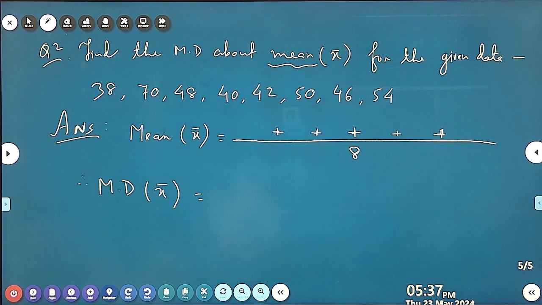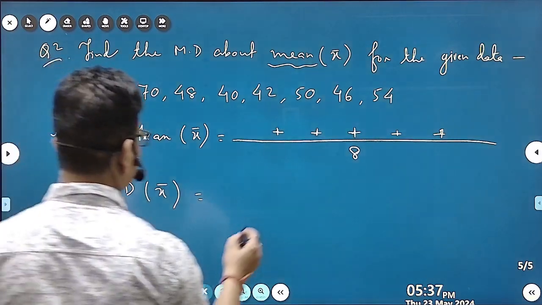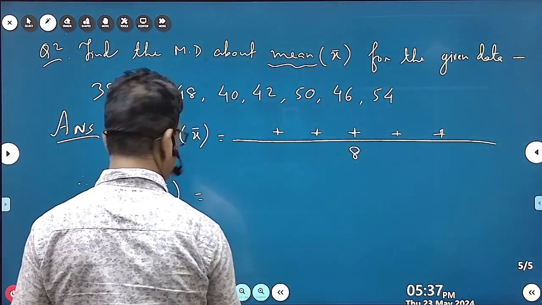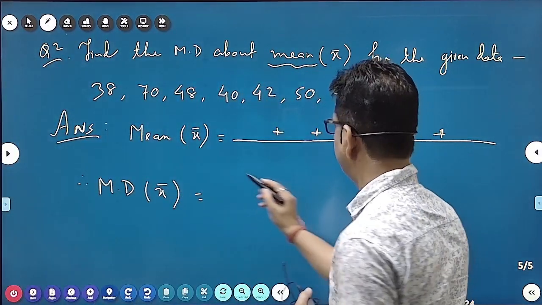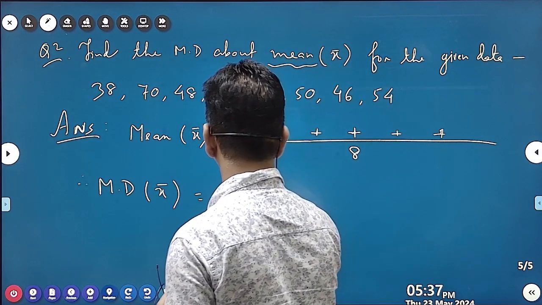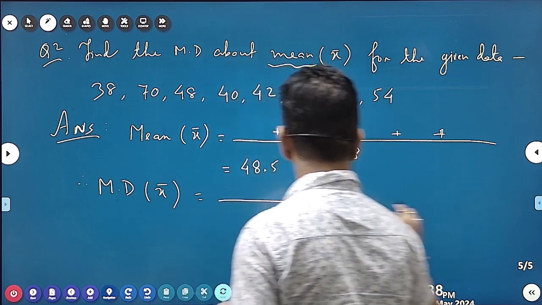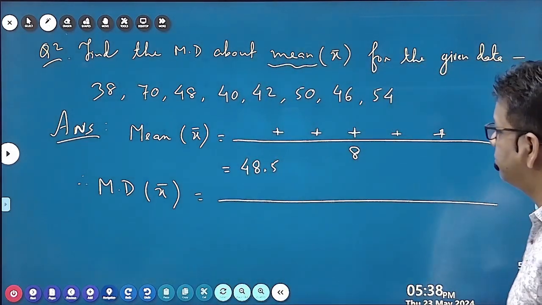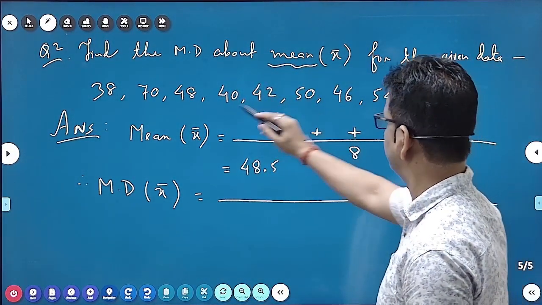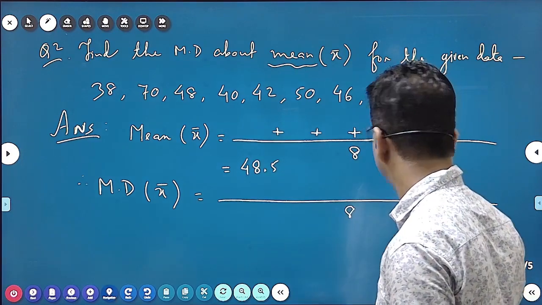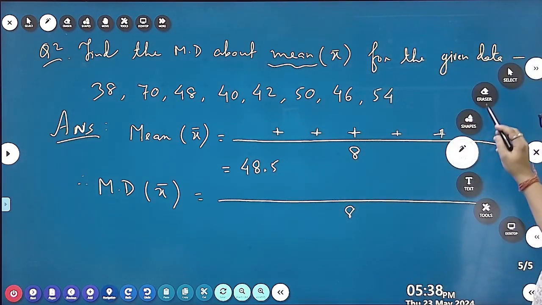Okay. So what is the sum? Numerator. What is the sum? How much did you get here? This one? Final, no? 48.5. Now, mean deviation about mean. So the denominator is the same. Total how many numbers are there? 8 numbers, right? So, 8 numbers you have.